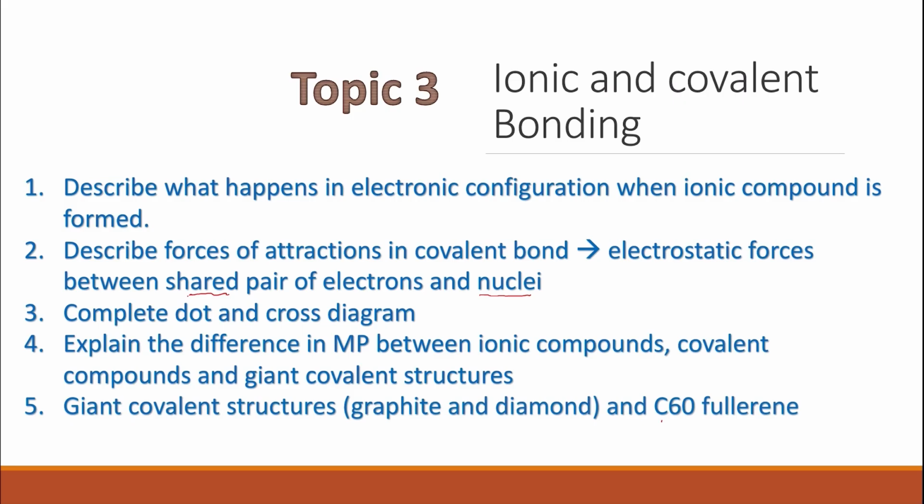C60 fullerene is not a giant covalent structure. It's simply a big covalent compound where it has a big molecule which has 60 carbon atoms. So you need to distinguish between C60 fullerene and giant covalent structures because it's not one of the giant covalent structures.